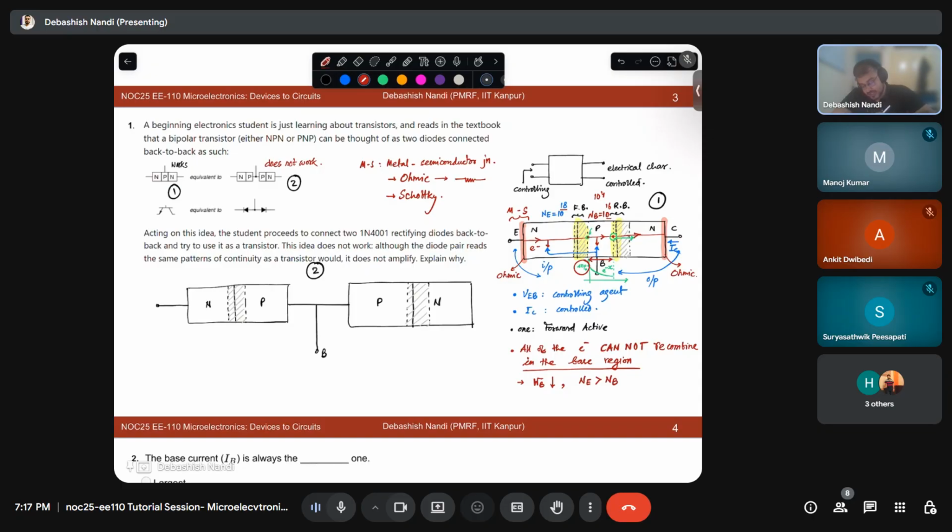Now tell me how many junctions are there in this case 2. In this case 2, I have two PN junctions and additionally I have these junctions and these junctions. So the metal is coming from the wire. The metal wires you are connecting for emitter, base and collector.